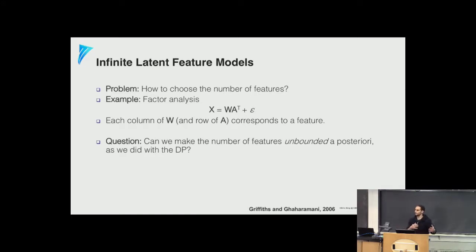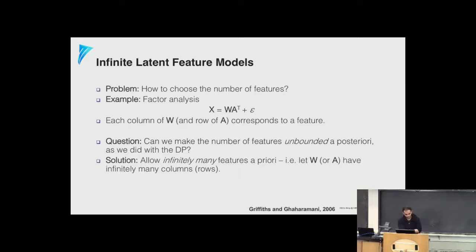Maybe there are some latent features that are not observable in the initial few points in the data set, but as we go and observe more and more images, we'll discover that there are more and more possible objects that could be in the scene. So the question is, can we use the same Dirichlet process trick and apply it to this simple factor analysis model?